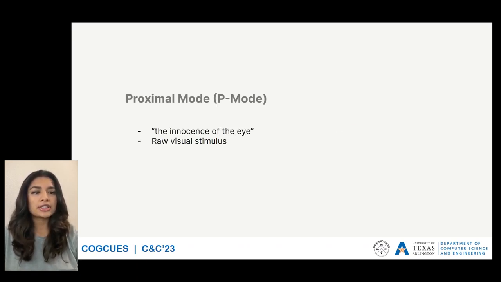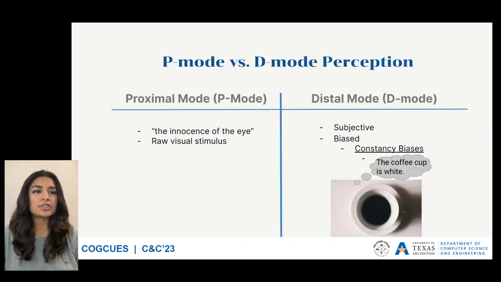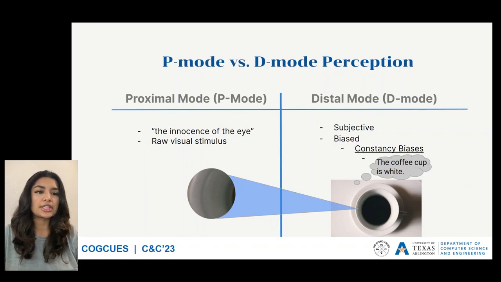To accurately depict an object, a skilled artist must strategically leverage and suppress their subjective world associated with the distal mode, or D mode of perception. For instance, while our D mode perception may make this coffee cup appear white, our P mode of perception would bring our attention to the shadow on the rim of the cup, which produces a gray stimulus.